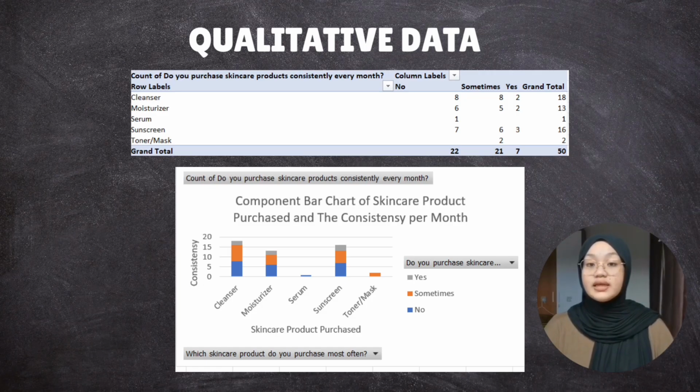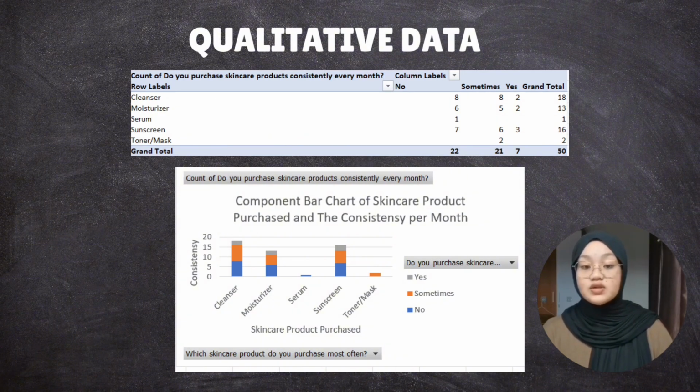From the data, it can be observed that the majority of respondents, 22 in total, do not purchase skincare products consistently each month. Breaking it down by product, among those who do not purchase consistently, 8 respondents did not regularly buy cleanser, 6 did not regularly buy moisturizer, 1 did not buy serum, 7 did not buy sunscreen, and 0 did not buy toner or mask.